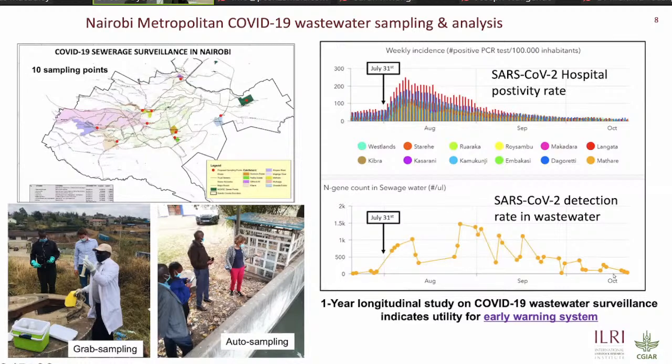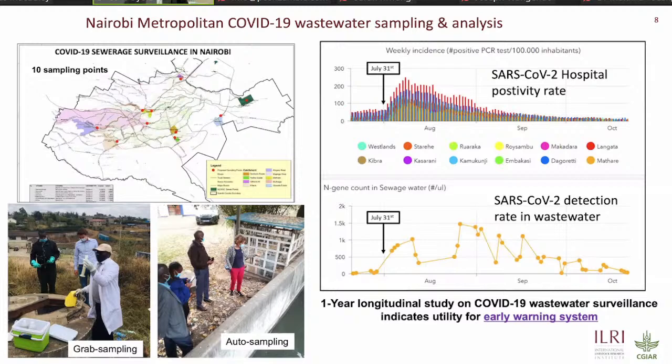But we also did this in parallel with the hospital samples. And when we overlay the two data sets, what we can see quite clearly here is that there's an overlap between the rates that are detected from the sewage water and also the hospital positivity rate.